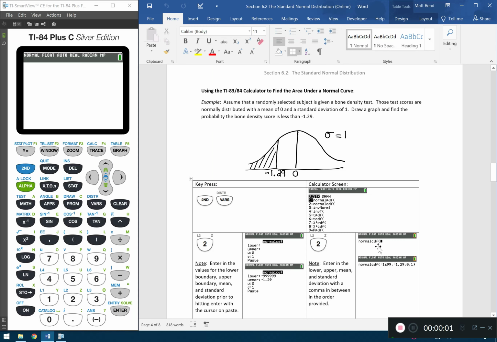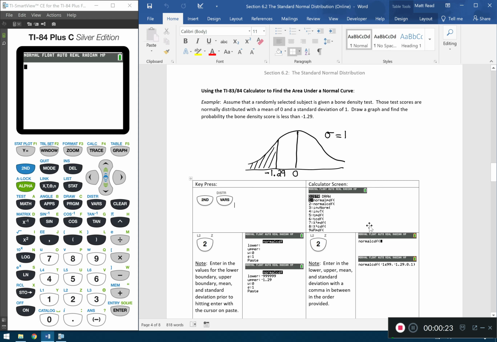This video will walk you through how to use your calculator to find the area under a normal curve. For this example, assume that a randomly selected subject is given a bone density test. Those test scores are normally distributed with a mean of 0 and a standard deviation of 1. We're going to draw a graph and find the probability the bone density score is less than -1.29.